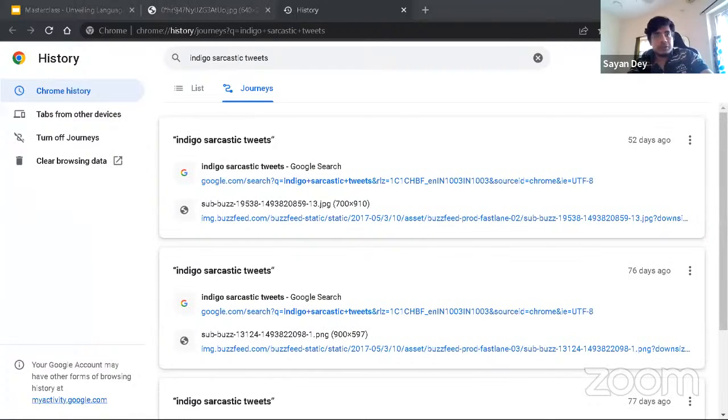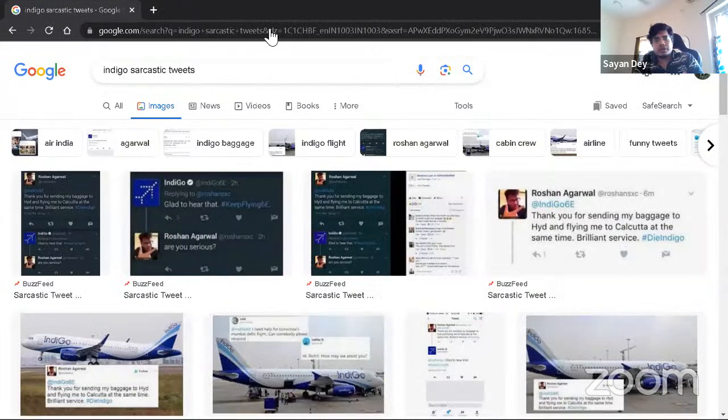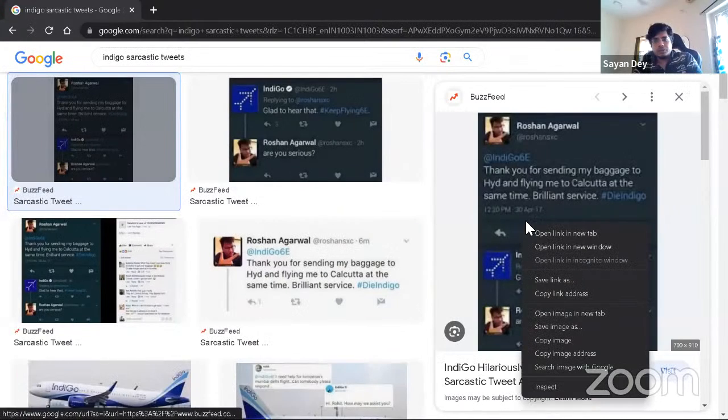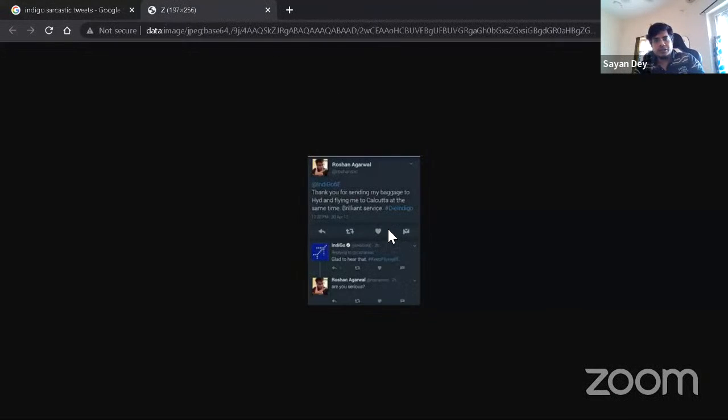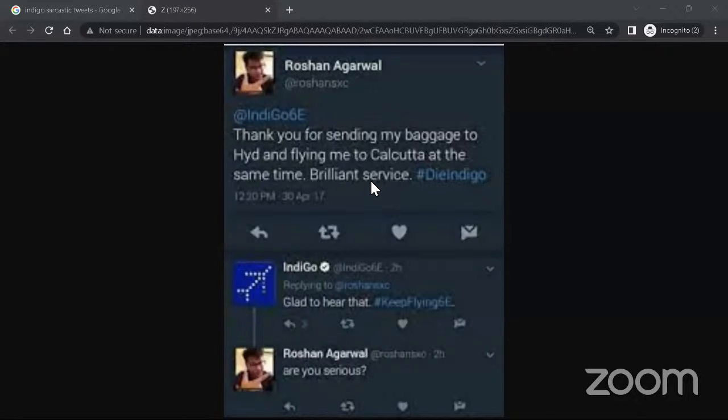And if I just have to take you through a small example, yes, I think this is the interesting example. Exactly, things can absolutely go wrong. And this was an interesting tweet. There was a person named Roshan Agarwal who tweeted back on April 30th, 2017. If you can just give it a read, you can see this is a classic case where NLP can actually go wrong.